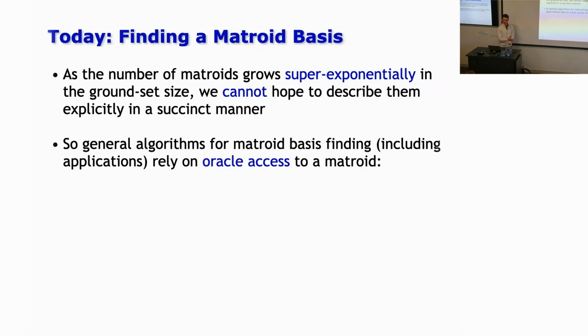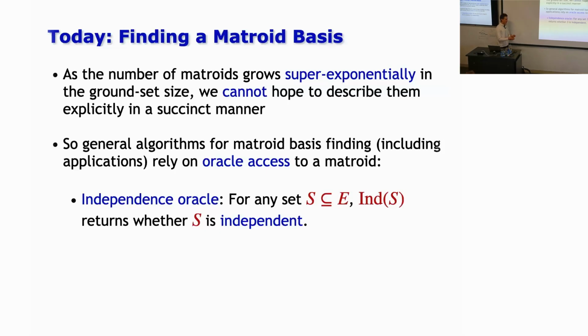And so today, when we're talking about how do we find matroid bases, how do we design general algorithms for finding matroid bases, we're going to rely on something called oracle access to the matroid. And so in particular, throughout this talk today, we're going to assume the most basic form of access to the underlying matroid. And this is something called independence oracle access.